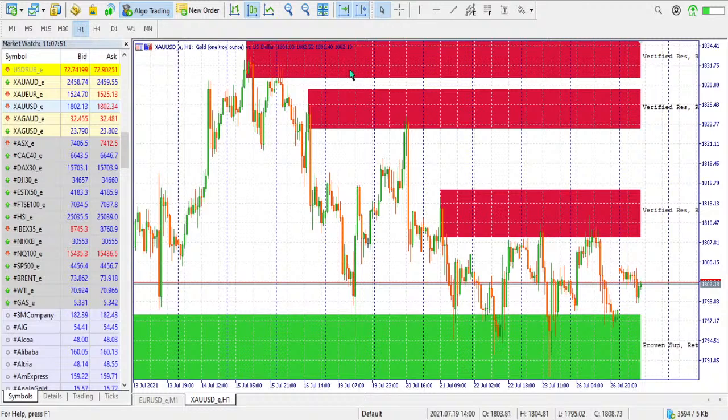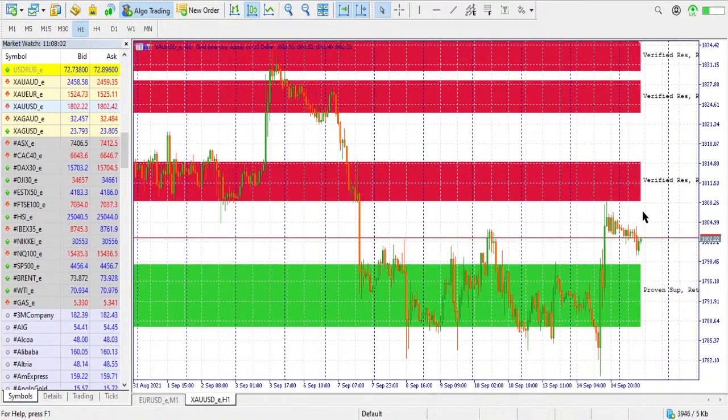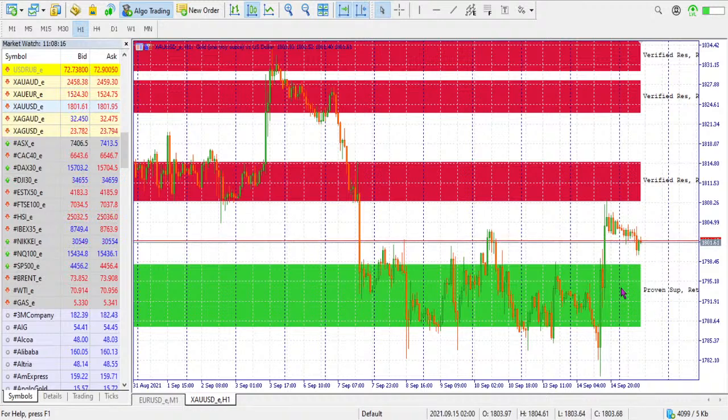So on gold, we have a very good verified resistance level here. This is a very good zone. We have another verified resistance here. We have another verified resistance level here. And then we have a proven support here. So if the price should come back and touch this zone, then this will give us the ideal place to look for a sell from.